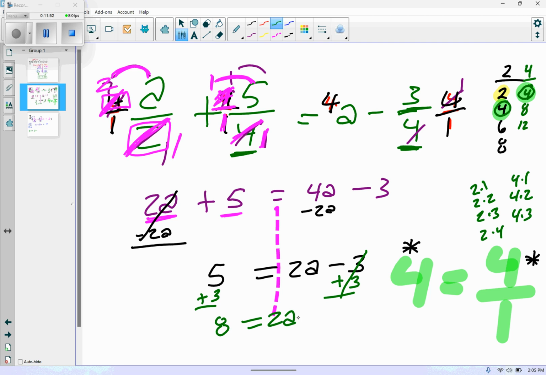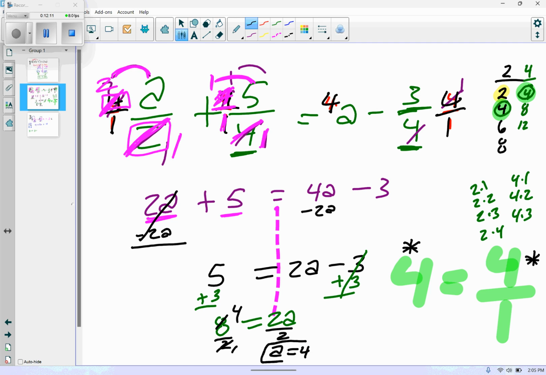Okay? And again, it's the same problem. It's just we're moving things back and forth across the equal sign. And my last step here would be divide both sides by 2. And then we have to decide, does 2 go in? Does the bottom number go into the top number? And it does. It goes in there 4 times. So I wind up getting an answer of a equals 4.